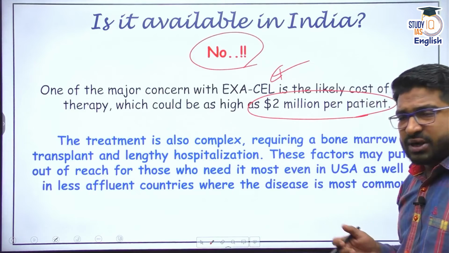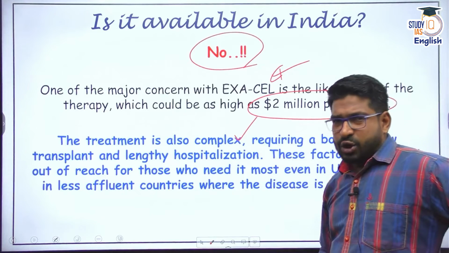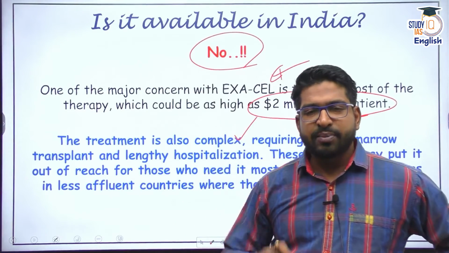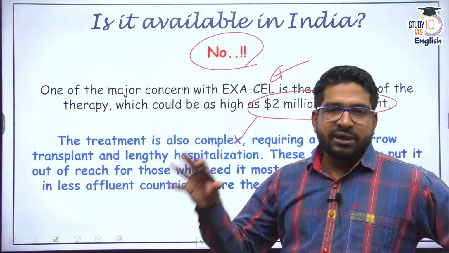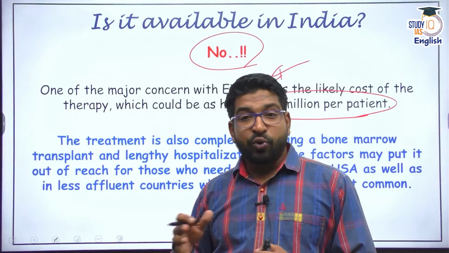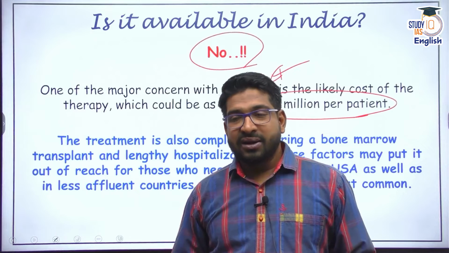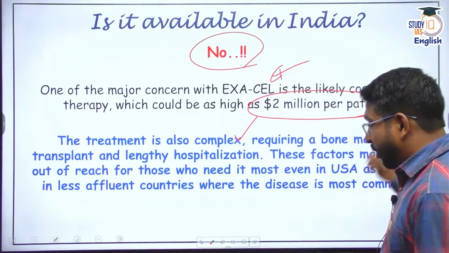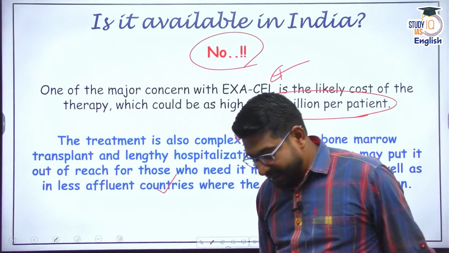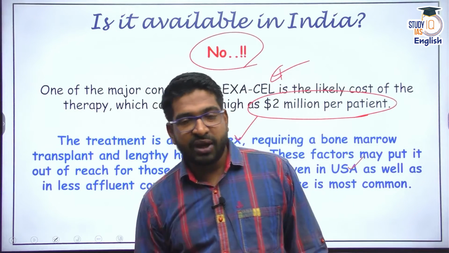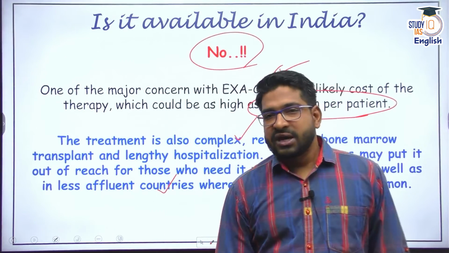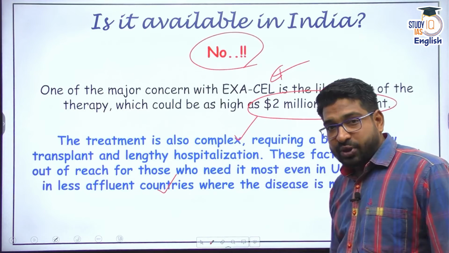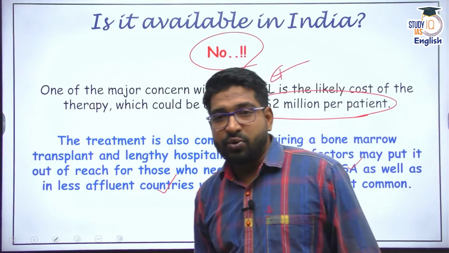The treatment is also very complex. Lengthy hospitalization is needed, and bone marrow transplantation is needed. So it might not fit even all the citizens of the USA. It might be okay for some wealthy citizens in the USA, but right now I would say it is out of reach of a normal US citizen or less affluent countries like India and the least developed countries. It would not be available very soon. Even insurance will not give you this much coverage. Okay, $2 million is a very, very huge amount.